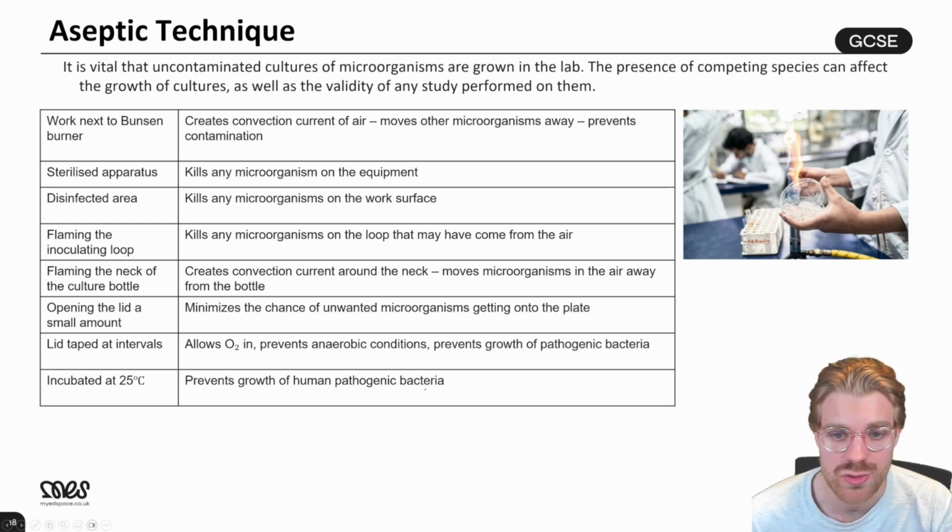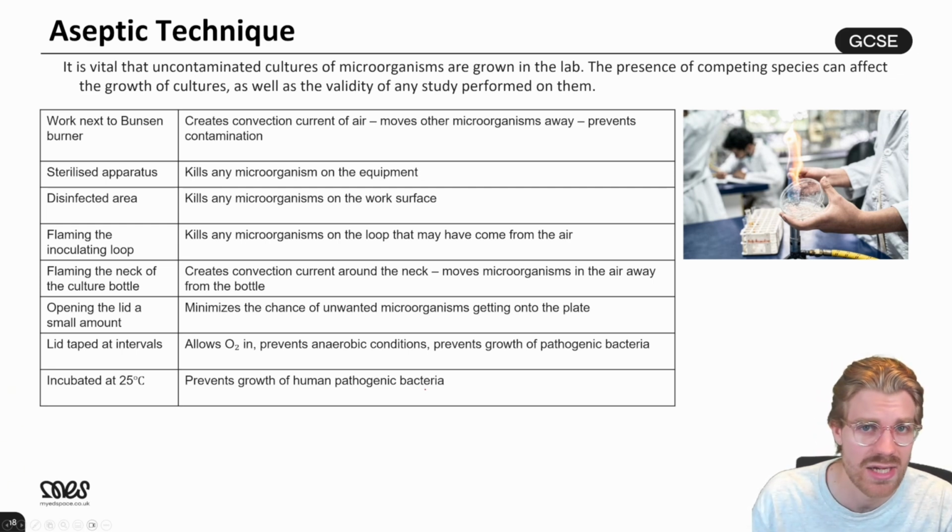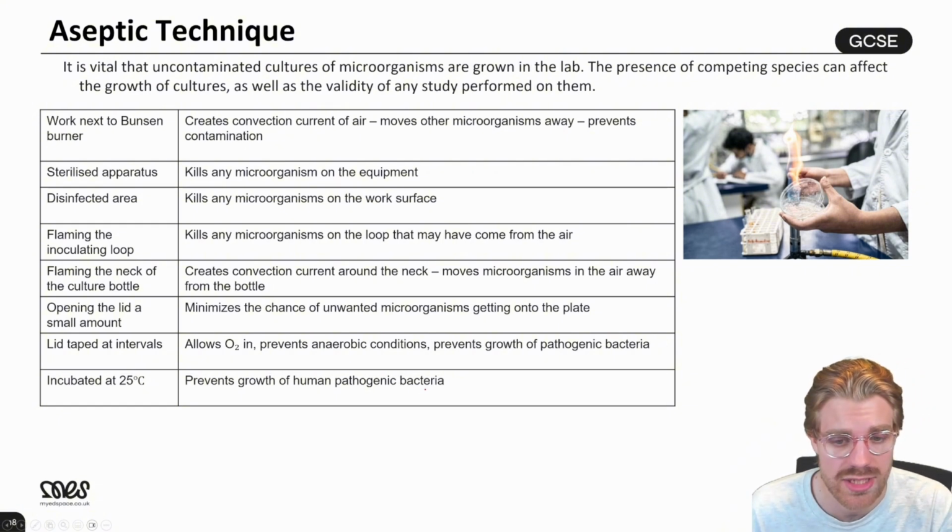Aseptic technique is used to prevent contamination. It's vital that uncontaminated cultures of microorganisms are grown in the lab. If we have the presence of any competing species, this could affect the growth of the cultures, and this would affect the validity of the study performed on them, because we wouldn't be able to determine whether any reduction in the growth of bacteria was due to the antiseptic or due to the antibiotic. There's a range of aseptic techniques that we need to know about.